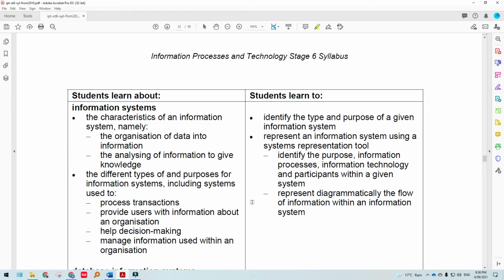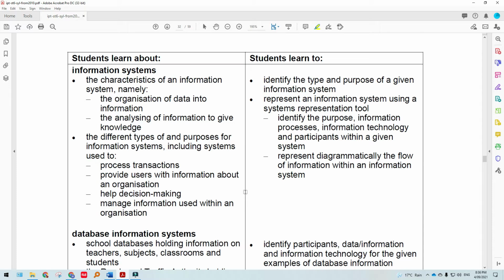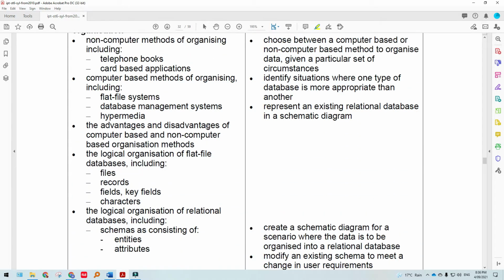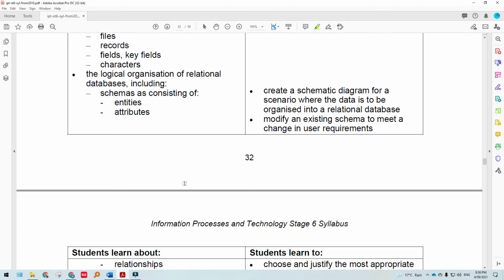Databases, chapter 2. Characteristics of an information system. That's what it is. Here, what you need to be careful with is computer-based methods of organizing, including these 3 things. Hypermedia is also one. Normally we talk about these 2, but a lot of people forget about the hypermedia.